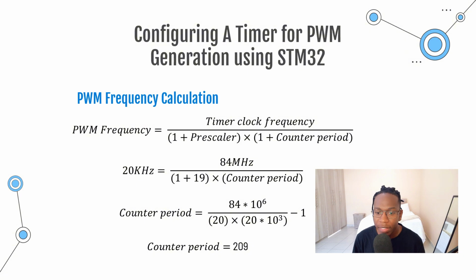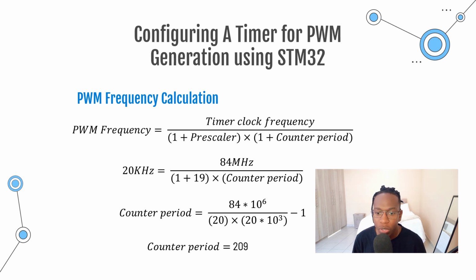And then we're going to divide this by 1 plus a prescaler. A prescaler, you can choose any value that you want. However, there's a limit on which value you can use depending on the type of microcontroller that you have. In this example, I'm just going to use 19 as our prescaler value. So it's going to be 1 plus 19 multiplied by the counter period.